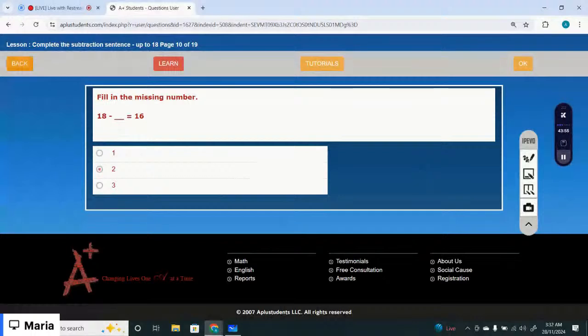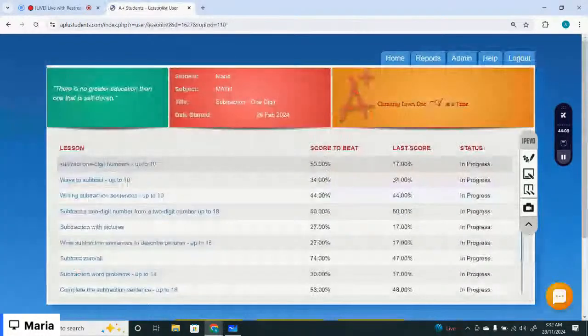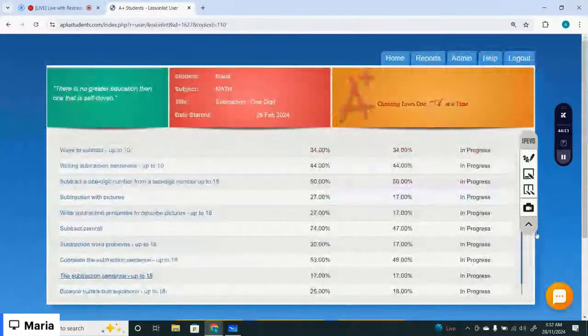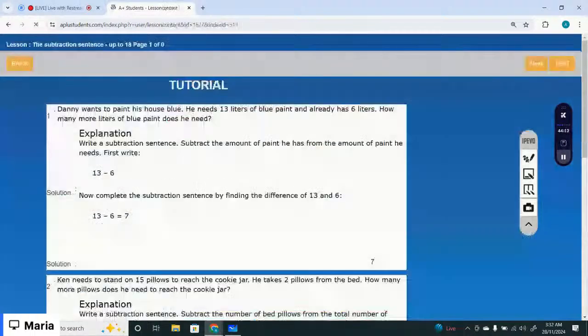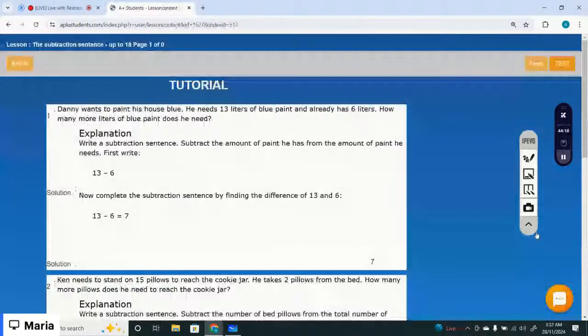Okay, you can complete the lesson by yourself later today. Let me just move on to the next lesson. That is the subtraction sentences up to 18. Let's just start with the test questions.